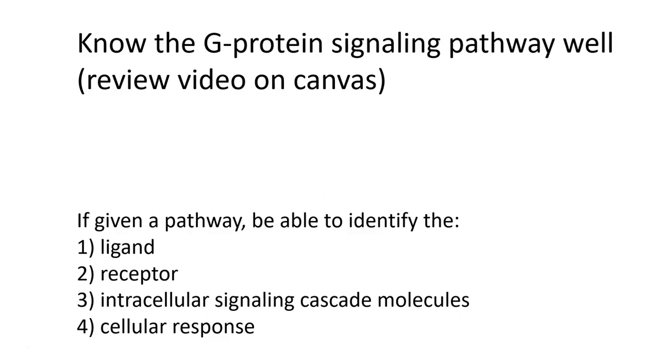depth. All right, so overall goals, if you're given a pathway, maybe even one you've never seen before, you should now be able to identify what's the ligand, what's the receptor, what are the signaling cascade molecules, and what's the cellular response. And ultimately, you should be able to also, by memory, kind of describe the first steps of one particular pathway, and that's the G-protein pathway.